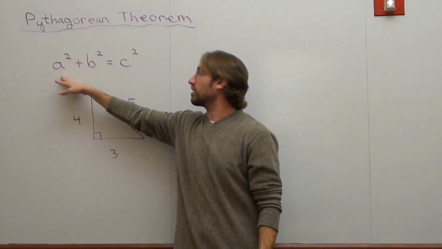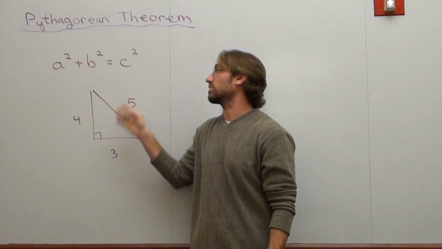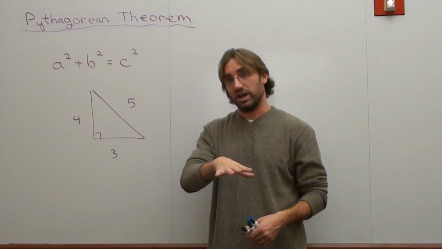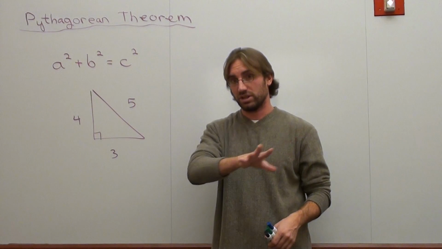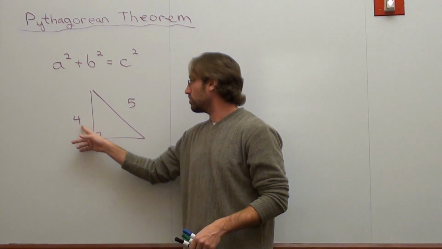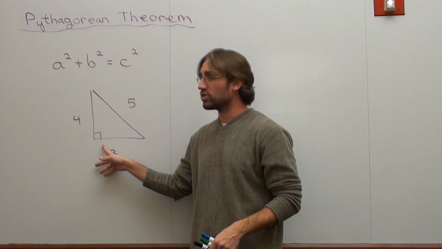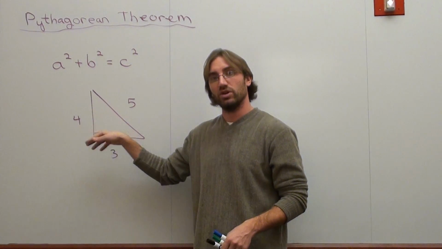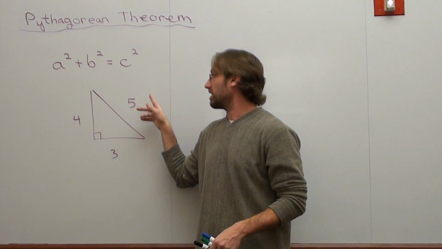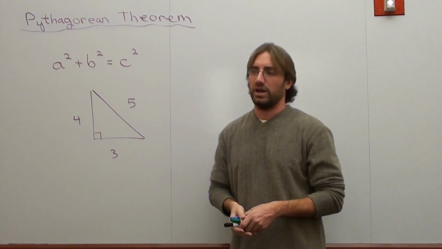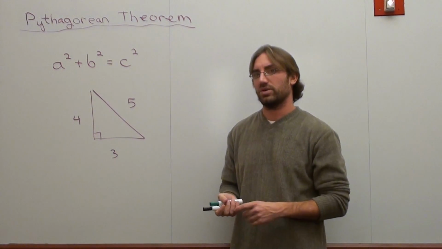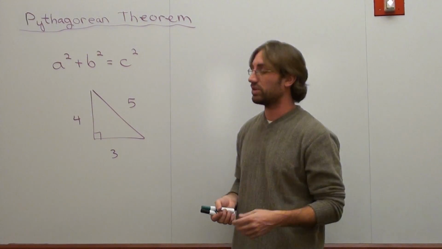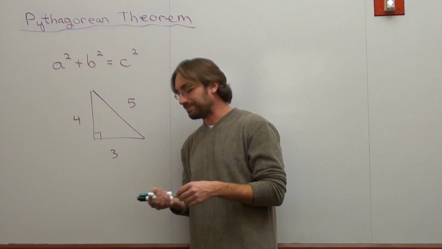So the Pythagorean theorem is a squared plus b squared equals c squared. Basically what that means is this. It only works on a right triangle, only a right triangle, no other types of triangles. If you have two sides of a triangle, you square them and then add them up, and that is going to equal the third side squared. That's called a Pythagorean triple. Now there are many Pythagorean triples. The easiest one that you can use is 3, 4, 5.